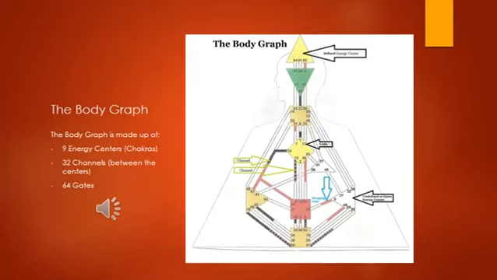The body graph is made up of 9 energy centers that resemble chakras, 32 channels that run between the energy centers, and 64 gates, which are the numbered areas within each one of the centers.